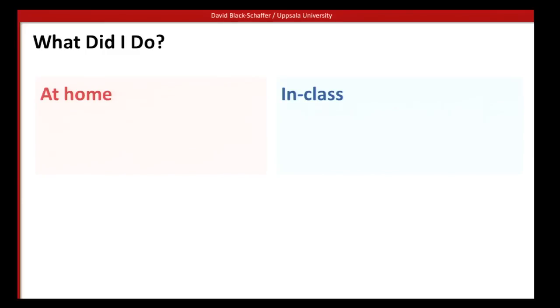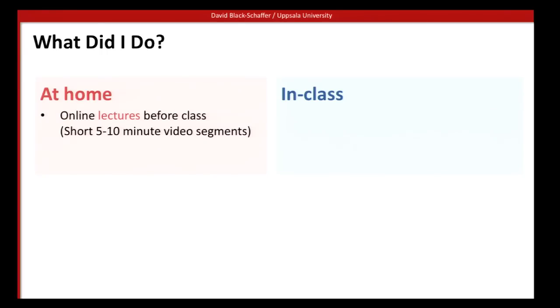All right, so what did I do? I had two parts of my class: a part at home and a part in class. At home, the students went off and had to watch the lectures before coming to class. I told them they were required. They had to watch these before coming to class, and I checked. The computer keeps track of who's watched what.